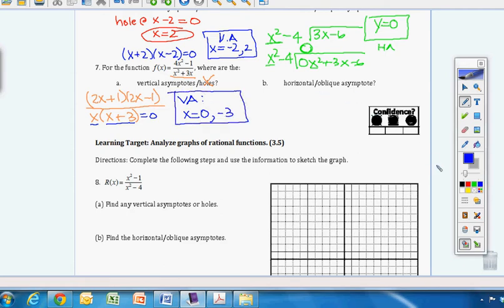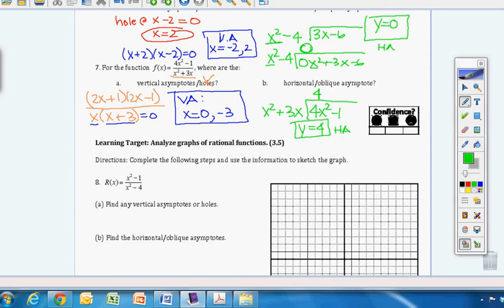And then horizontal or oblique, again, we want to set up our long division. So we have 4x squared minus 1 divided by x squared plus 3x. So x squared, we're good to go there, but we need this to turn into 4x, so we'd have to multiply it by 4. And again, we can stop once we have our constant, because we don't really care about the remainder. So since y equals 4 is a constant number, we know that that's a horizontal asymptote.